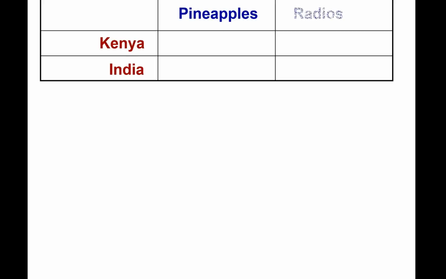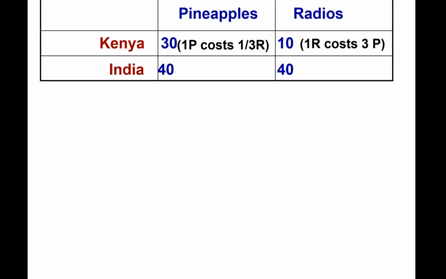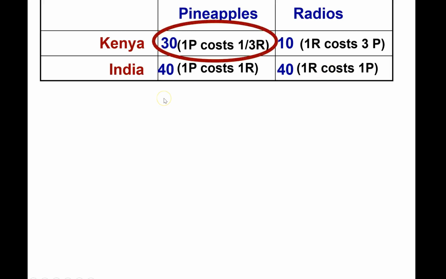So here we go. For Kenya, 1 pineapple costs 1/3 of a radio. For Kenya, 1 radio costs 3 pineapples. For India, another nice easy one. 1 pineapple costs 1 radio. 1 radio costs 1 pineapple. So right now we can compare the opportunity costs. We can see that Kenya can produce pineapples much cheaper, and India can produce radios cheaper. And so we can identify those opportunity costs. We understand that those countries should specialize in what they do at the lower opportunity cost and trade.